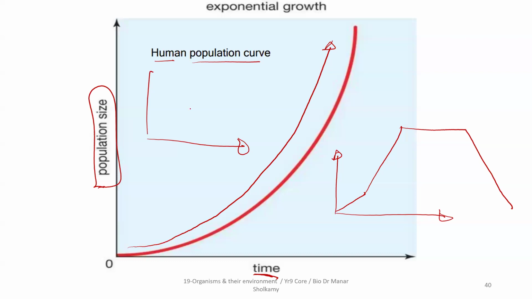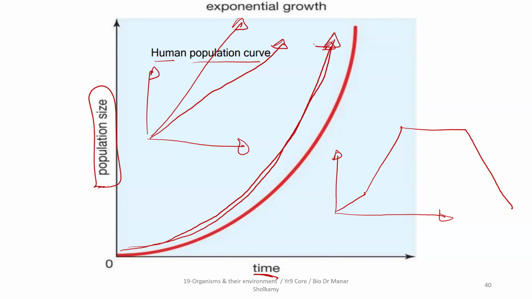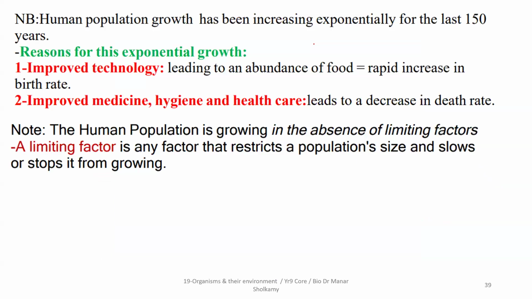We always have more humans. We have more babies, okay? It's just either faster or slower. So this is the population curve for humans. It is always increasing, and it will increase more when we have more food and we have peace and we don't have wars and we don't have diseases and we don't have natural disasters. Our population will increase. Okay, the human population growth has been increasing exponentially. Exponentially means it doesn't stop, for the last 150 years.